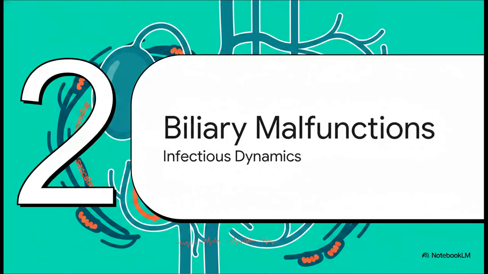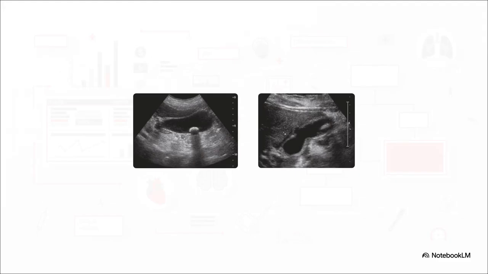Moving from mechanical plumbing over to infectious cascades, Module 2, biliary tree malfunctions, tracking the dynamics from cholecystitis to cholangitis. The gallbladder and bile ducts are basically a highly pressurized system where an obstruction breeds severe infection fast. A simple case of cholelithiasis, the gallstone is just resting there, throwing clear posterior acoustic shadowing. The patient might have some upper right quadrant pain after eating, but they're stable.